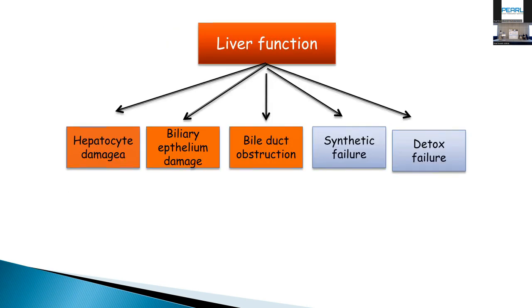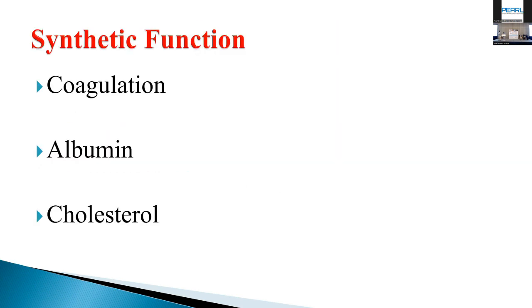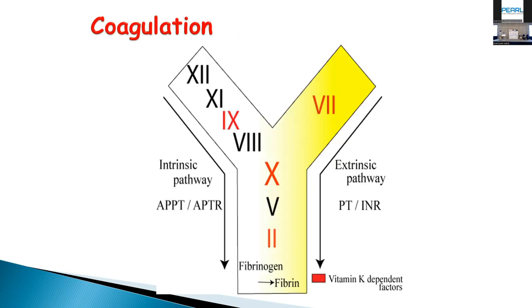So we have gone through hepatocyte damage, biliary epithelium, and bile duct obstruction. Let's look at synthetic failure. The liver produces a lot of things, but there are a few things which we can test easily. One is coagulation, INR, and albumin. Cholesterol we usually don't use, although it is synthesized by the liver. Coming to coagulation, you have the coagulation pathway. All the factors are produced by the liver apart from von Willebrand factor.